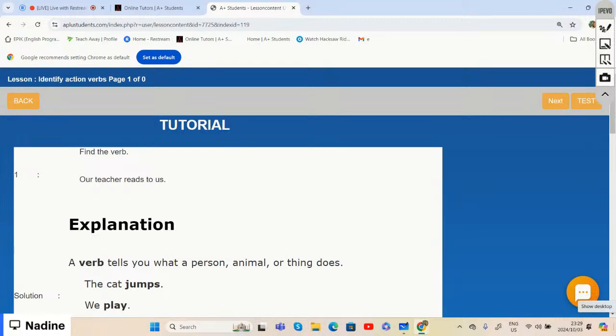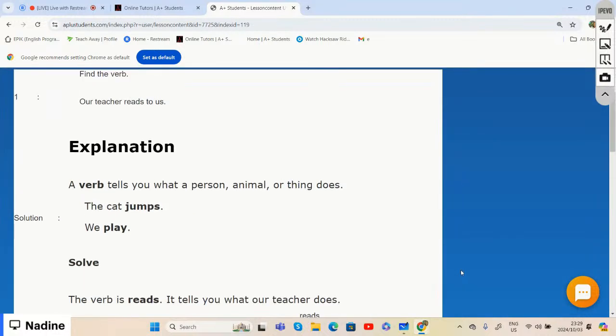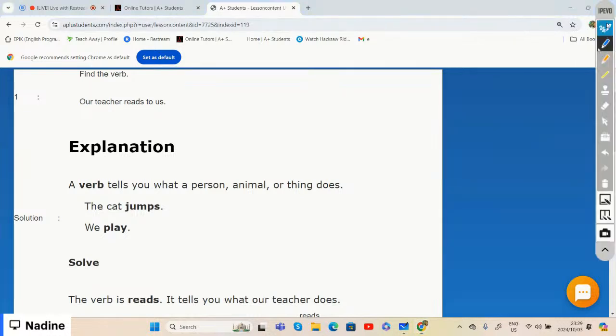All right, and we see that a verb tells us what a person, animal, or thing does, right? And we made an example of the cat jumps. What is the cat doing? It jumps. We play. What are we doing? We play with our ball. We play with our dolls. We play on our phone, but we play.